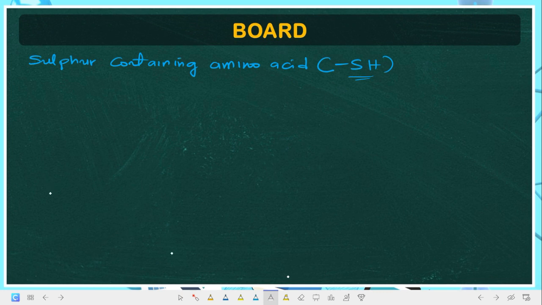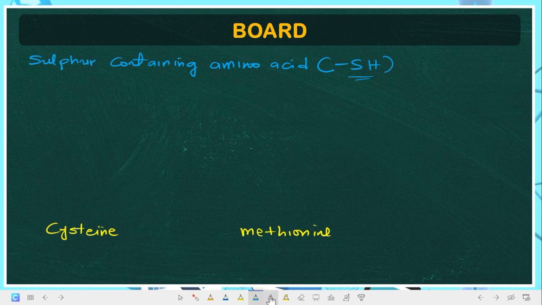The first one that we are going to look at is what? Cysteine. There are 2 sulfur containing amino acids, cysteine and what? Methionine. Cysteine and methionine. So let us draw them together.